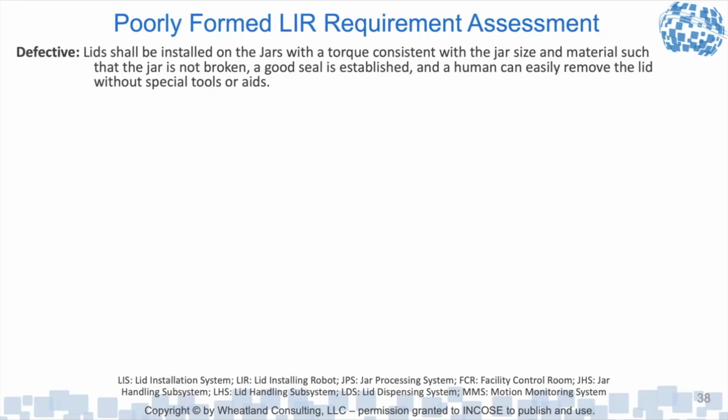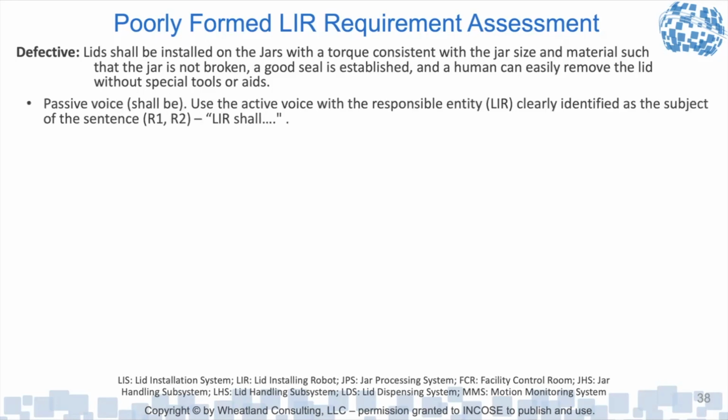Lids shall be installed on the jars with a torque consistent with jar size and material, such that the jar is not broken, a good seal is established, and a human can easily remove the lid without special tools or aids. So this is written in passive voice. It's written as lids shall be, but all the requirements should be written on the responsible entity doing the action, which is the LIR. So we want the LIR shall as the requirement.